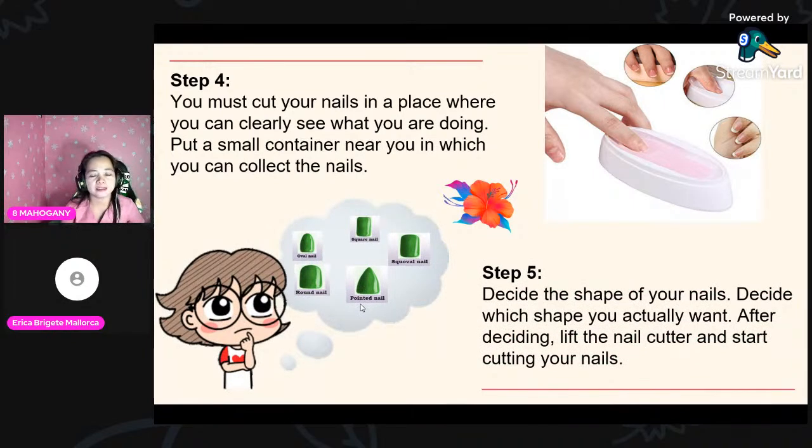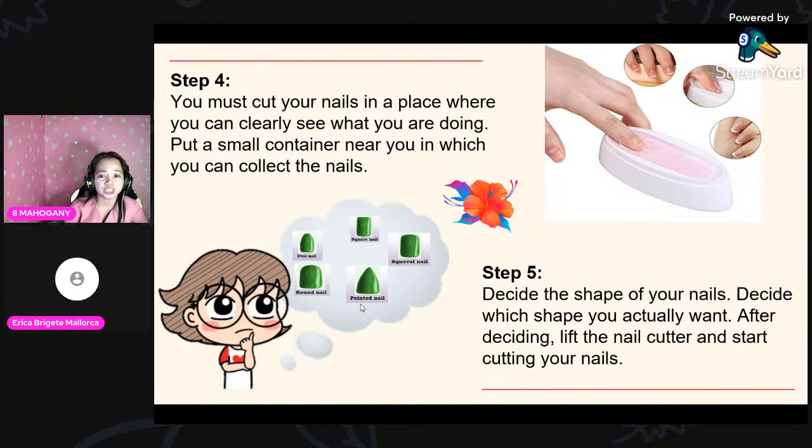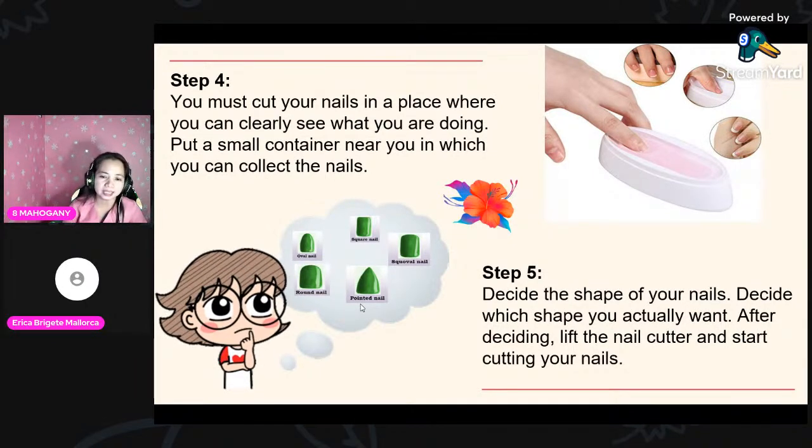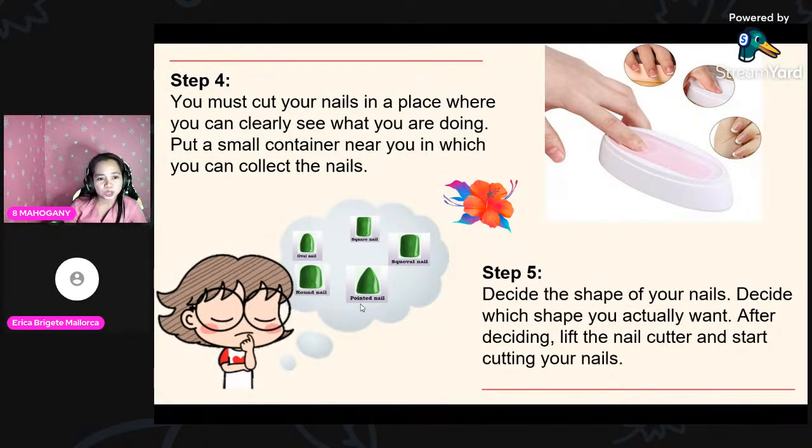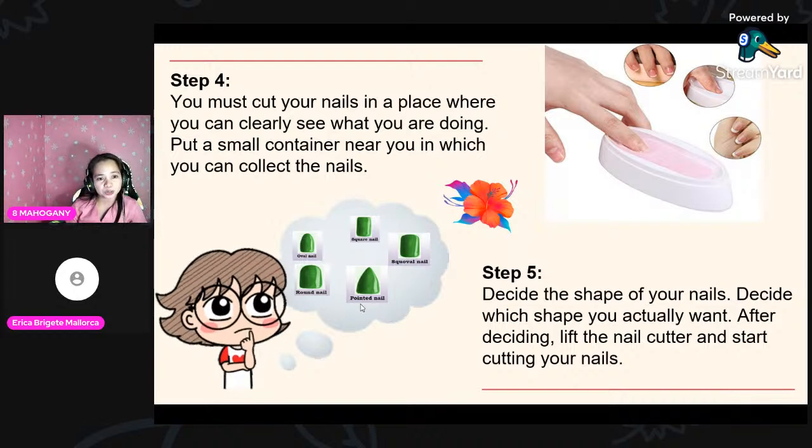Step number five. So for step number five, decide the shape of your nails. So again, pag medyo mahaba na yung nail ninyo, isang buwan na hindi na-cut, so you are going to decide kung anong shape ng nail ang gusto mo. So alam nyo naman kung ano yung mga nails design or nail shape, di ba po? So kung pointed nail, kailangan alam nyo paano gawing pointed, di ba? Kung gusto nyong oval nail, so make sure na yung pag-cut, oval nail.